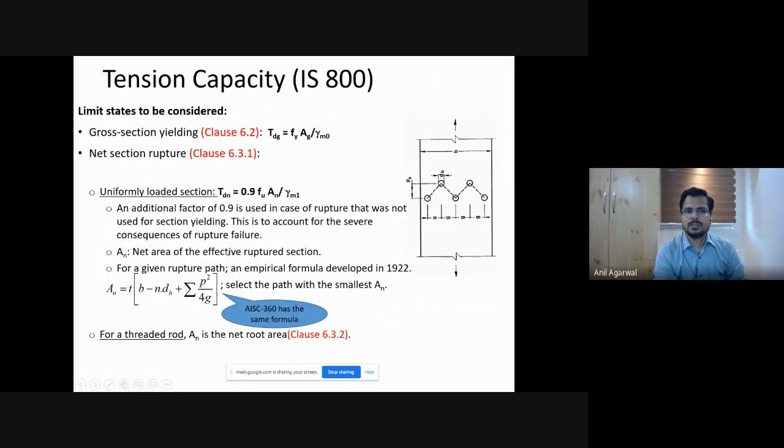So that's how you have these two limit states: limit state of yielding, cross section yielding, or limit state of rupture for the net cross section.